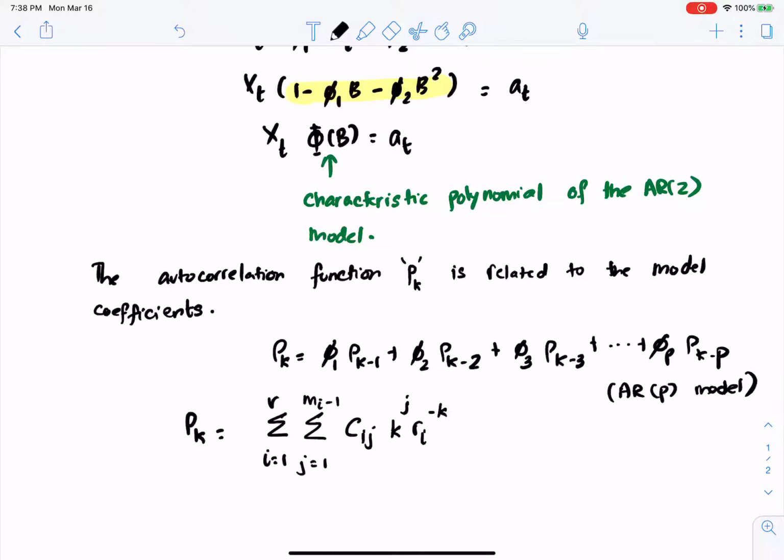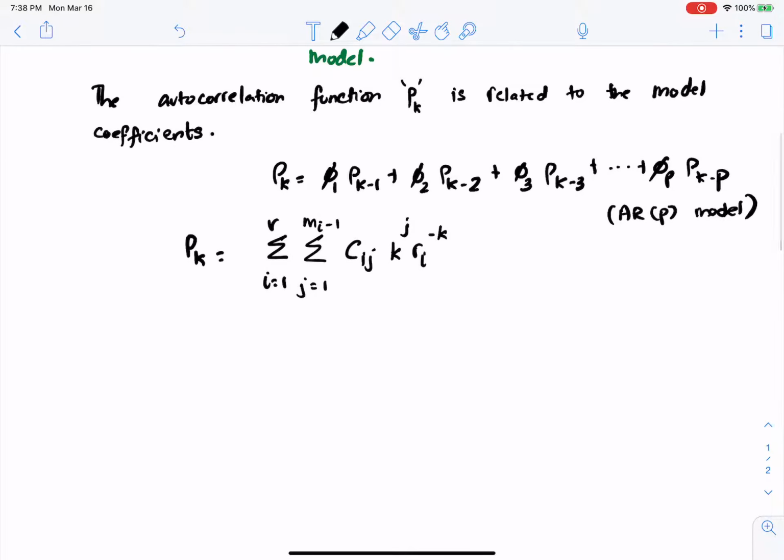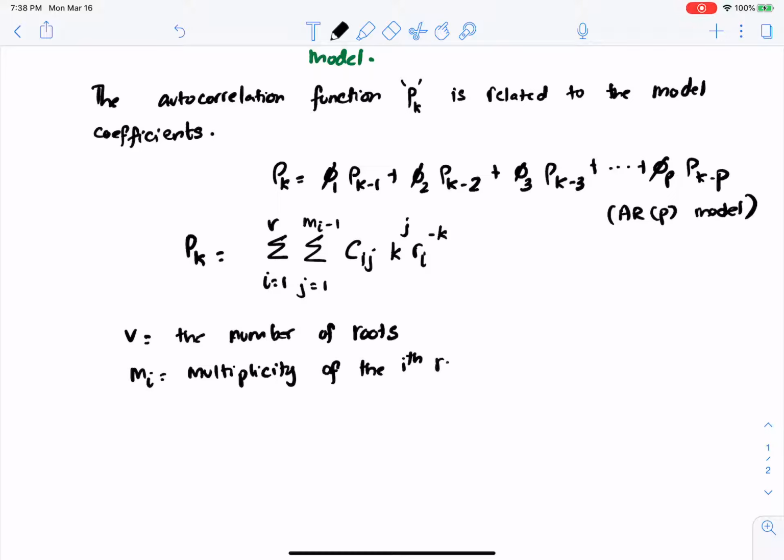So let's break this down. v is the number of roots for the characteristic polynomial, and m_i is the multiplicity of the ith root. C_ij are constants.